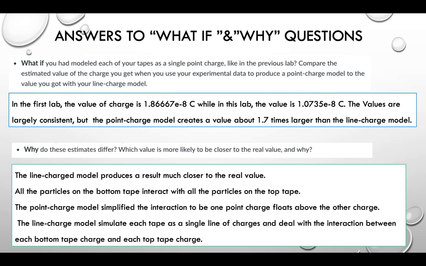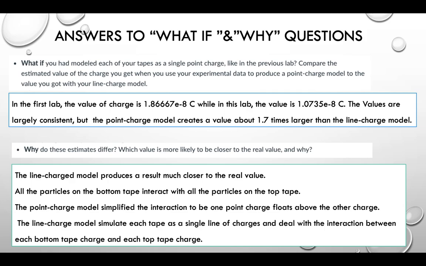And the next question is, why are they different, and which one is closer to the real value? I think the line charge model produces a result much closer to the real value. In the real setting, all the particles on the bottom tape will interact with all the particles on the top tape. But the point charge model simplified the interaction to be one point charge floating above another point charge.